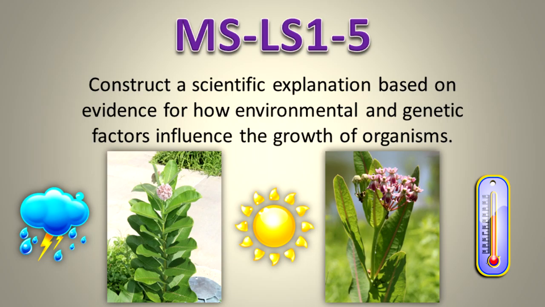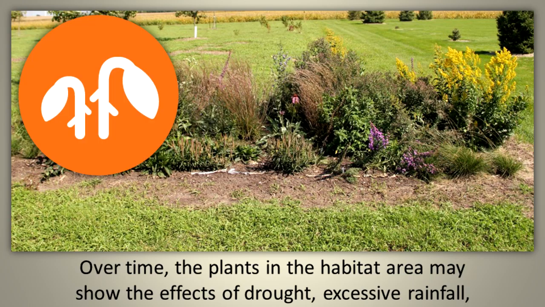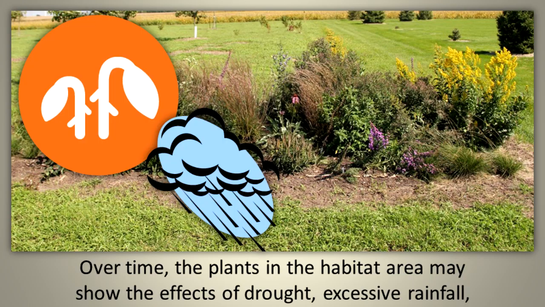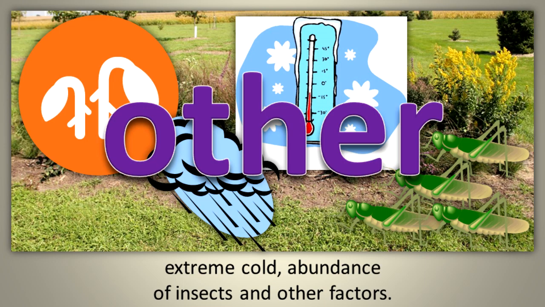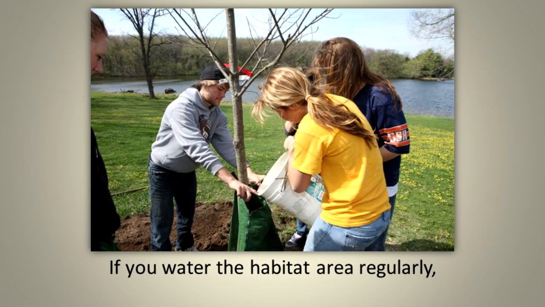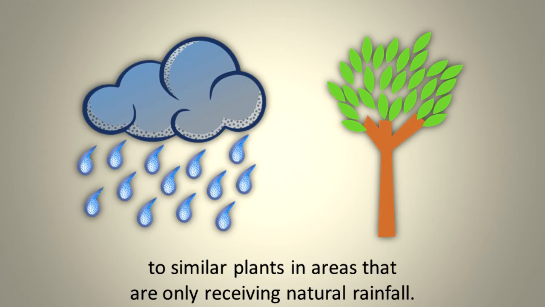MS-LS1-5. Construct a scientific explanation based on evidence for how environmental and genetic factors influence the growth of organisms. Over time, the plants in the habitat area may show the effects of drought, excessive rainfall, extreme cold, abundance of insects, and other factors. If you water the habitat area regularly, the students could measure, record, and compare the growth and condition of plants in the habitat area to similar plants in areas that are only receiving natural rainfall.